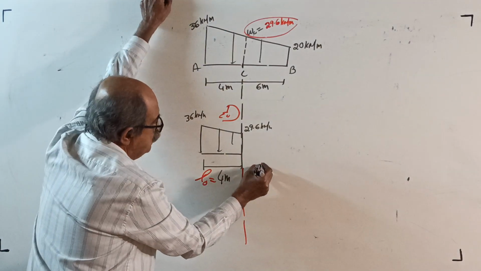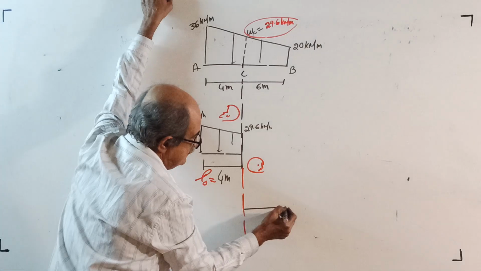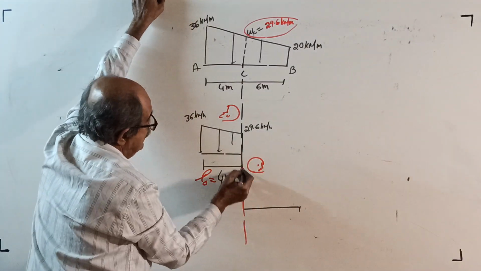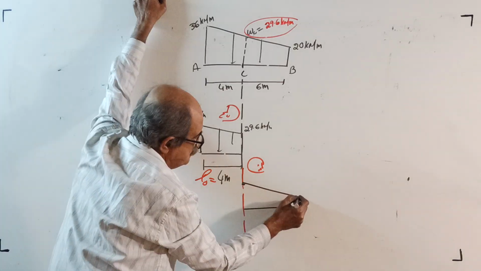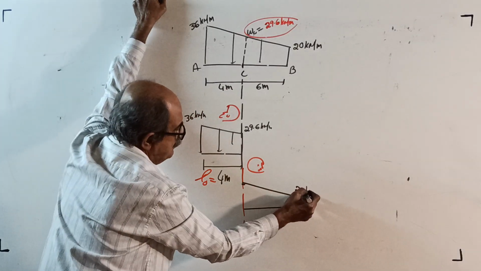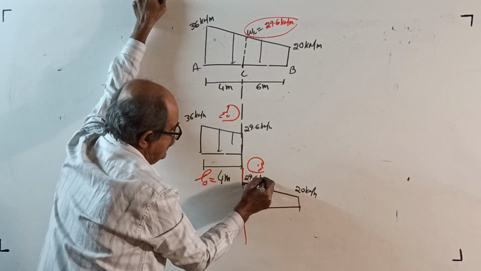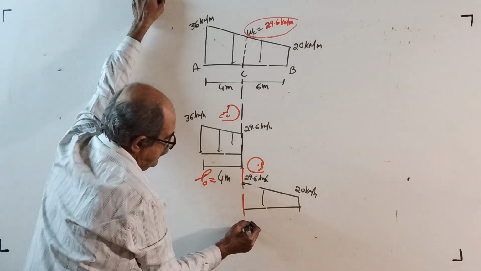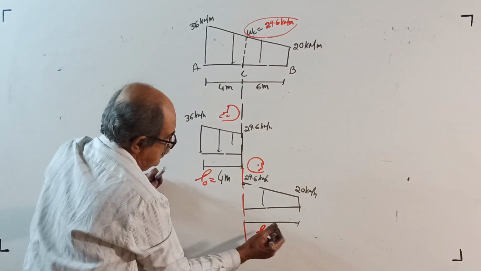And those people who prefer to look right side will get 29.6 here, reducing to 20 kilonewton per meter. 29.6 kilonewton per meter here, 20, and for them, their loaded length is considered L naught equal to 6 meter.